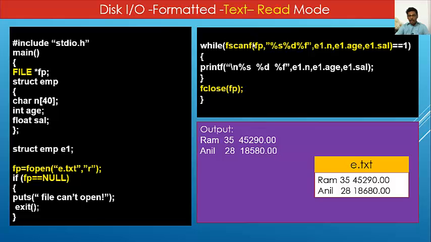Then it continues the loop. No record is there in e.txt, so it returns 0. The condition is false. It comes out of the loop. It closes the file. Then it removes the data stream between the hard disk and RAM.